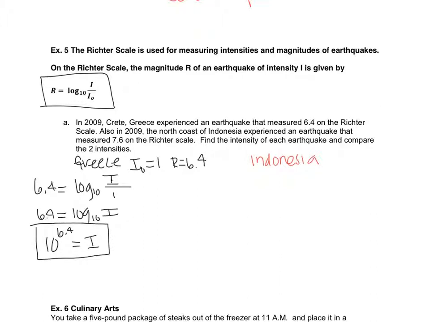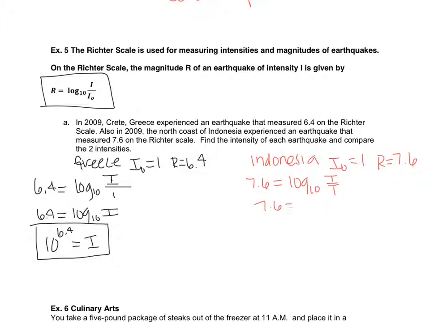Now, I'm going to come over here and do the same thing for Indonesia. Remember, I'm using 1 for I naught, because that would be the lowest it would measure on a Richter scale. And I know that mine was 7.6 in Indonesia. So 7.6 equals log base 10 of I over 1.